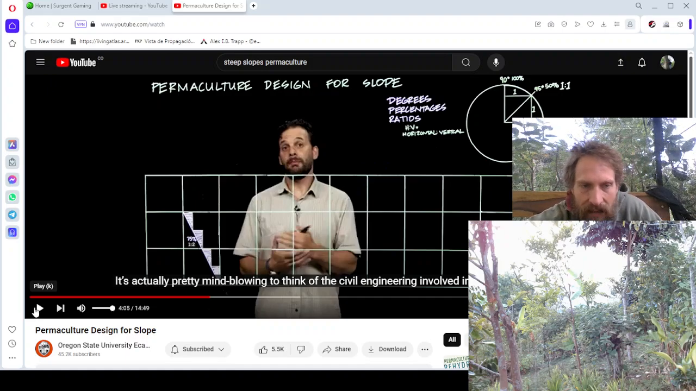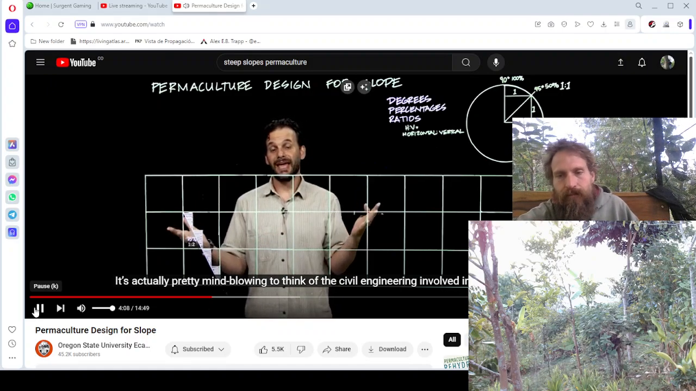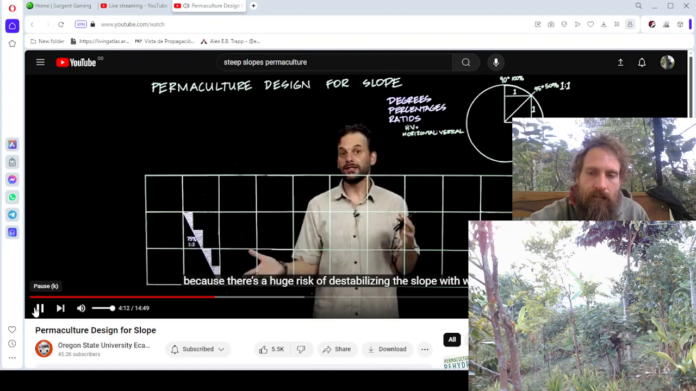But we can start at this level of understanding because this is what most permaculture strategy, people from Australia and then United States and Europe, have thought about it, right? 75% slope, that's ridiculous. We'll leave out the fact that we do it here, without great expense and without heavy population pressures and without capital investment. But let's see what the current thinking on slopes is right now. Pretty mind-blowing to think of the civil engineering involved in these hand-built projects, because there's a huge risk of destabilizing the slope with work like this.